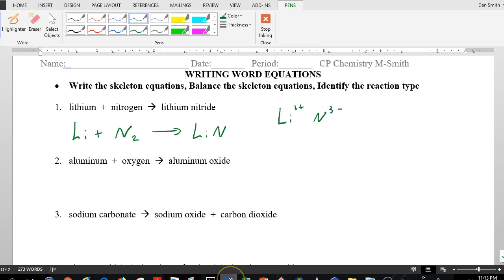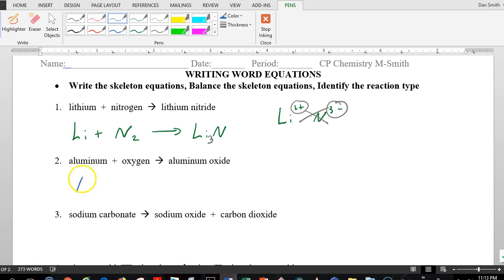Now I go back, and now I crisscross. So this superscript becomes the other subscript, and this superscript becomes the other subscript. Charges are not written, ones are not written. And that is lithium nitride. Later on we can come back and balance that.